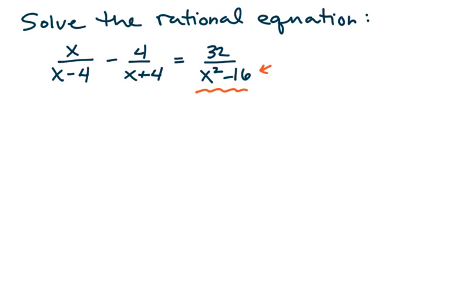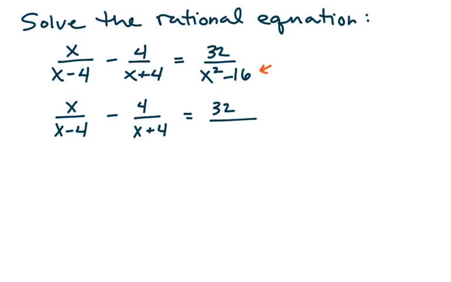And if you notice, this last piece of the fraction here is a difference of squares. So I'm going to want to factor that before I can consider finding my LCD. So in this case, I'm really dealing with this problem: x over x minus 4 minus 4 over x plus 4 equals 32 over x plus 4, x minus 4.